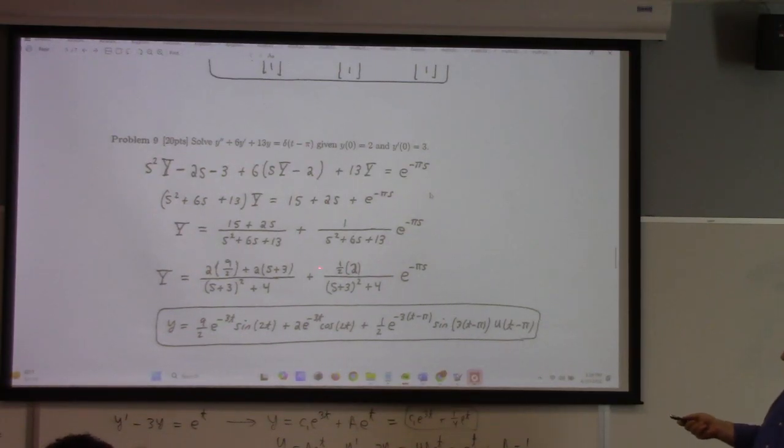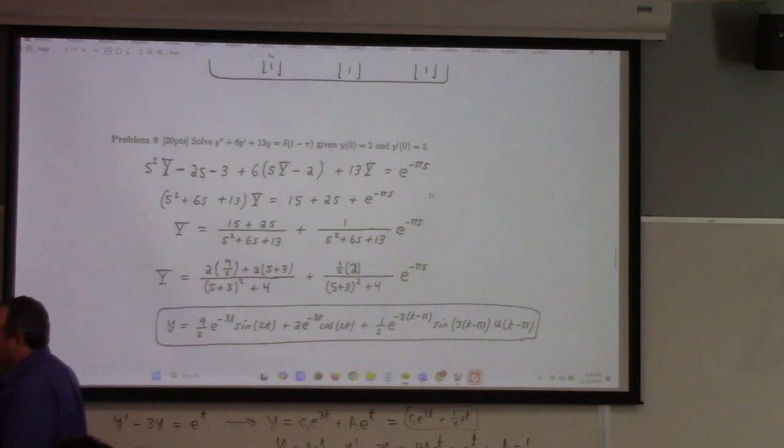Notice whenever we're multiplying by e^(-as), it multiplies by u(t - a) when we go back to the time domain. And when I have a term like this, you could expect this to be matched over here. That's what the theorem says. So e^(-3(t - pi)) times sine of 3 times (t - pi), like that.